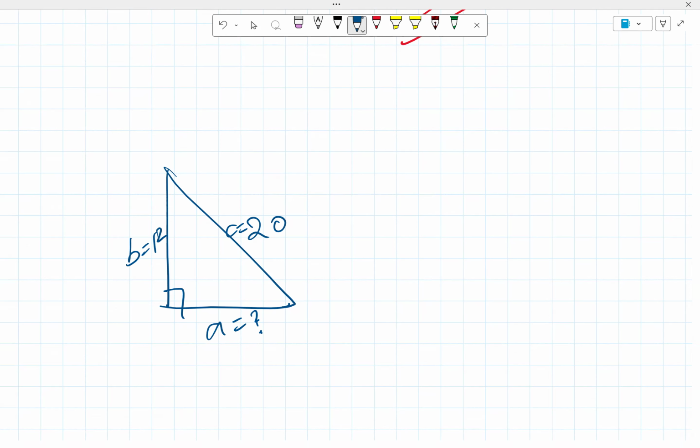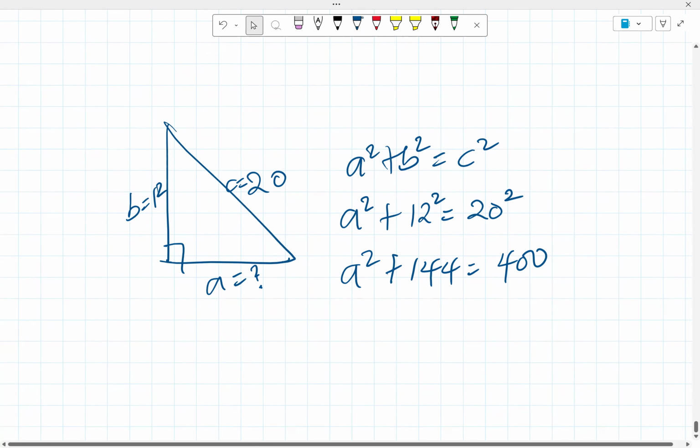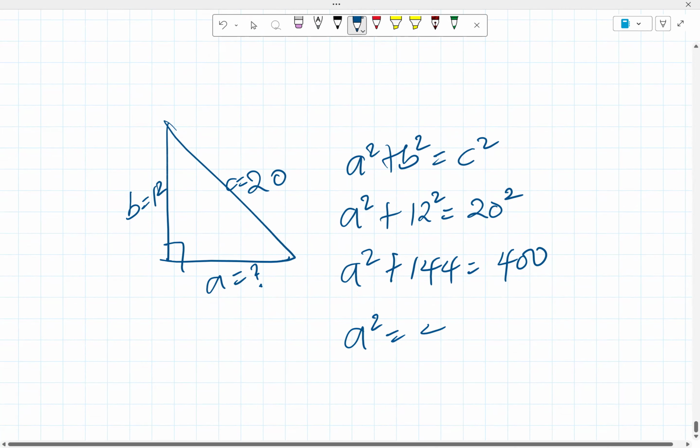So this is a right angle. Now we know that A squared plus B squared equals C squared. A is what we're looking for, B squared is 12 squared, and C squared is 20 squared. So A squared plus 12 squared, which is 144, equals 20 squared, which is 400. Then A squared is 400 minus 144.